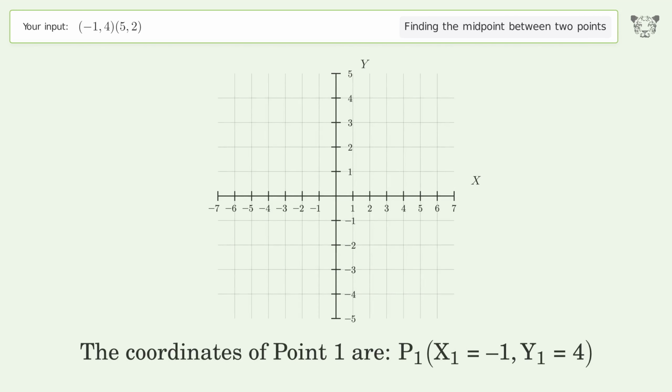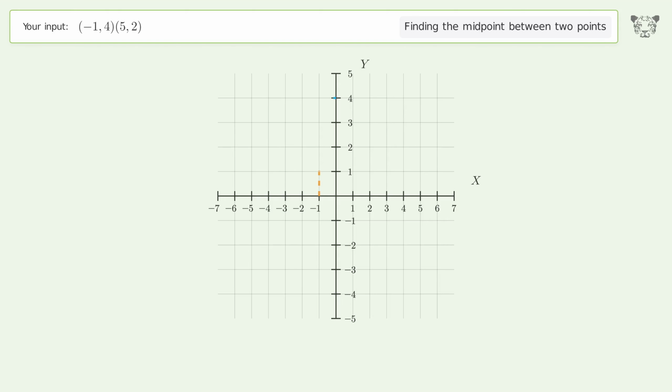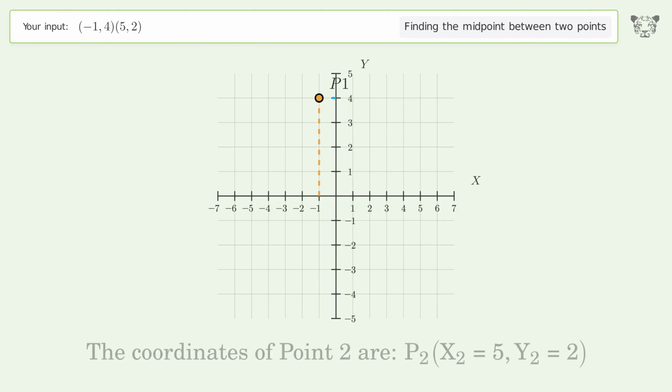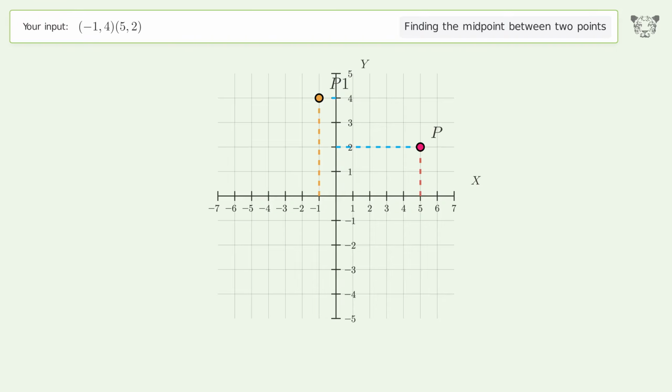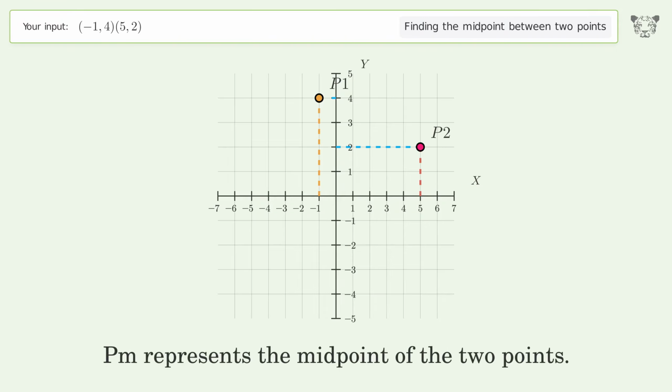The coordinates of point 1 are x1 equals -1, y1 equals 4. The coordinates of point 2 are x2 equals 5, y2 equals 2. PM represents the midpoint of the 2 points.